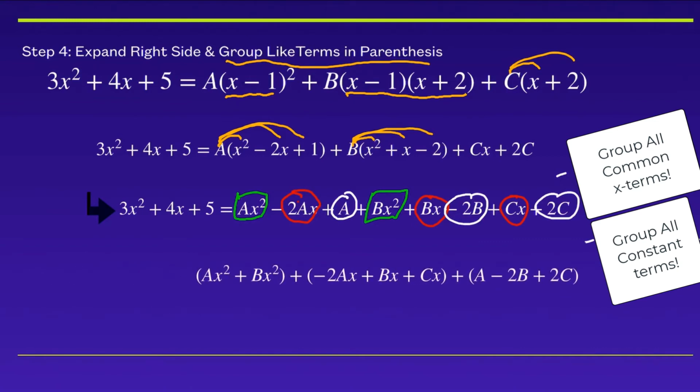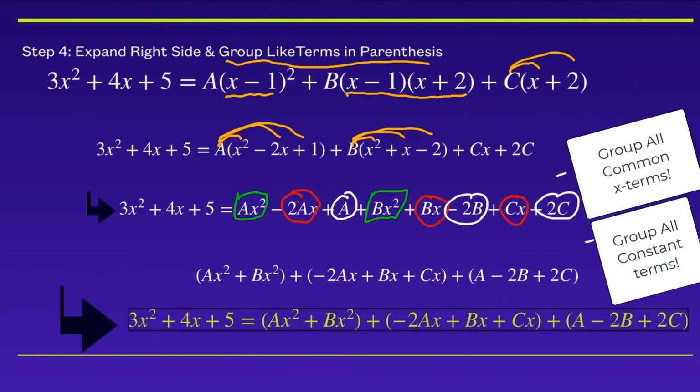We have the ax squared and the bx squared all grouped right here. And then we have all the common x to the first here, the negative 2ax plus bx plus cx, all grouped in these parentheses. And then my constant terms, a minus 2b plus 2c, are grouped in that last one. And all I'm going to do now is bring down the rest of the equation, what we had on the left side, 3x squared plus 4x plus 5. And you can see that. That'll pop right in there. And that's what we're going to use in step 5.